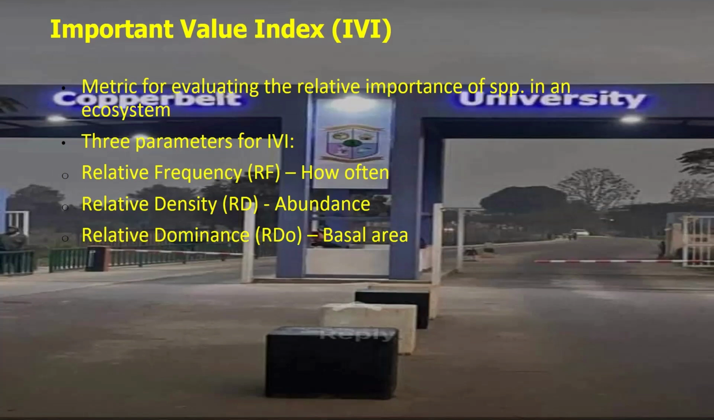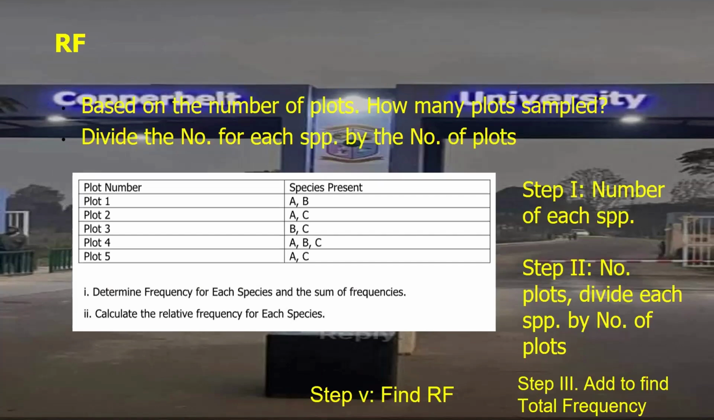So in today's class, we'll look at these three parameters or variables, and we'll try to evaluate how we can actually estimate these values for us to come up with this index known as the Important Value Index. So always remember that three important variables or parameters are calculated in the Important Value Index. The first one is relative frequency. The second one is relative density, and then we have relative dominance.